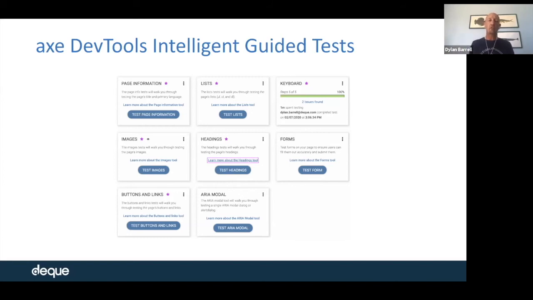Not only that, you can do it on one platform, and that avoids you having to do the same testing on lots of different platforms. You don't have to do it on OS X and Windows and Android, etc. So that concept is built into all these intelligent guided tests.